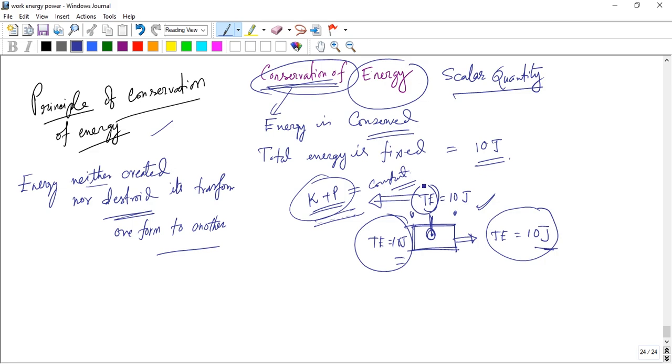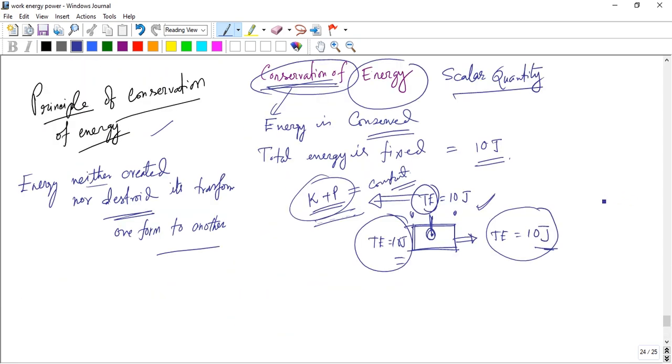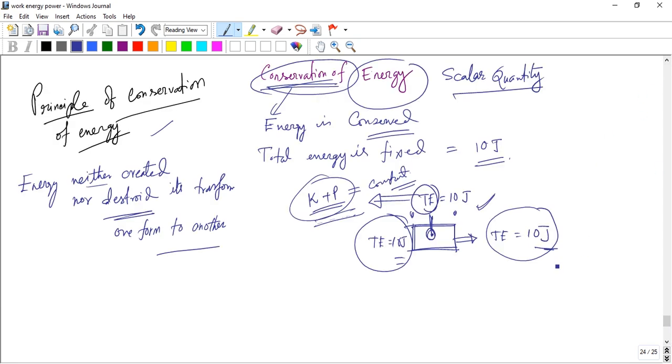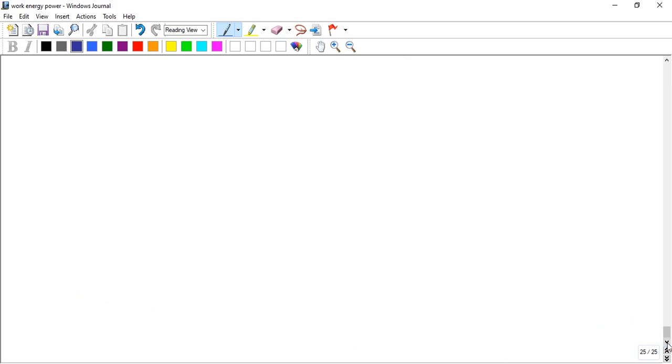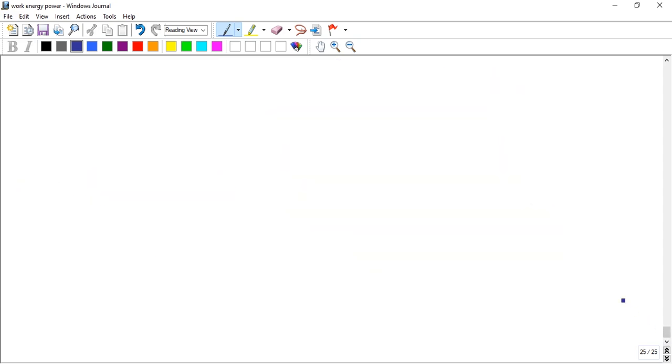Now we need to put that. Go to the next page. Okay, so we try to solve this. Suppose there is a building, and we try to prove that principle of conservation of energy.